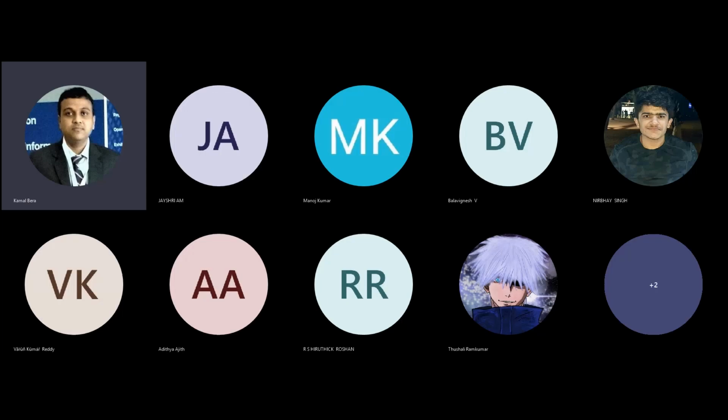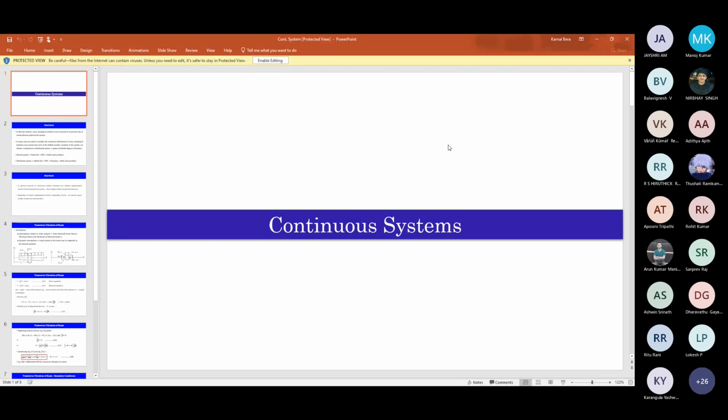Continuous systems are also known as distributed parameter systems. So far, we have discussed single degree of freedom and multi degree of freedom systems. In the context of multi degree of freedom systems, we have also talked about the 2 degree of freedom system, which is a special case of multi degree of freedom system. So those are all discrete parameter systems.